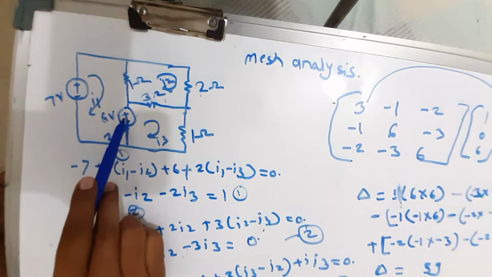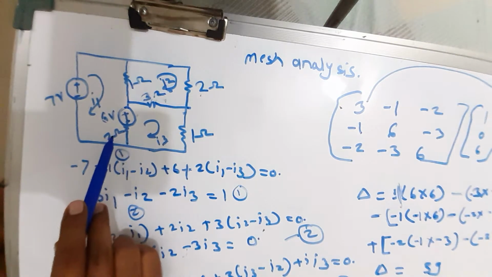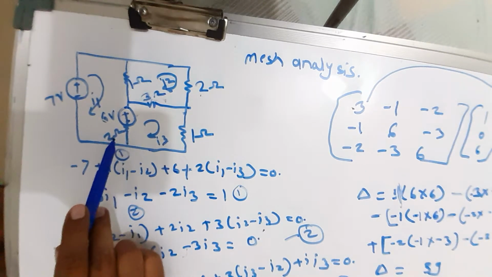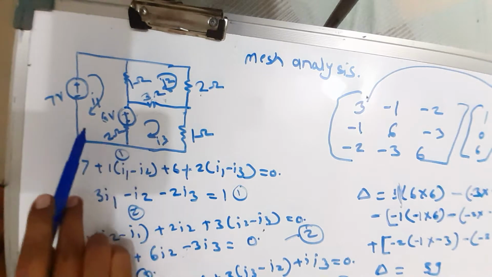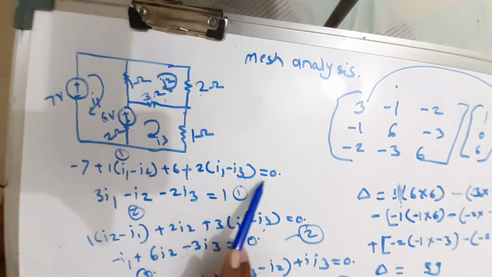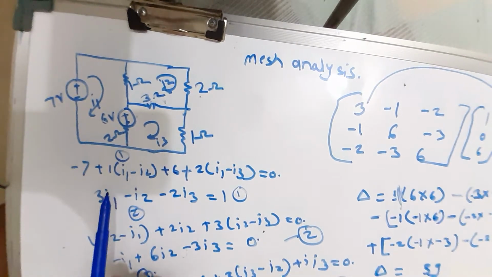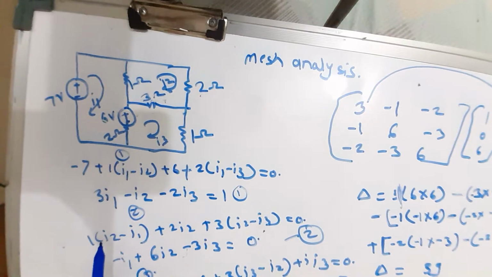For the 6 volt, just check the polarity, plus 6 plus 2. For this one there are two currents, I1 and I3, but I1 is major and I3 is minor. That's why I1 minus I3 equal to 0. So we have to add this, and always make the habit of writing the equation in terms of I1, I2 and I3.